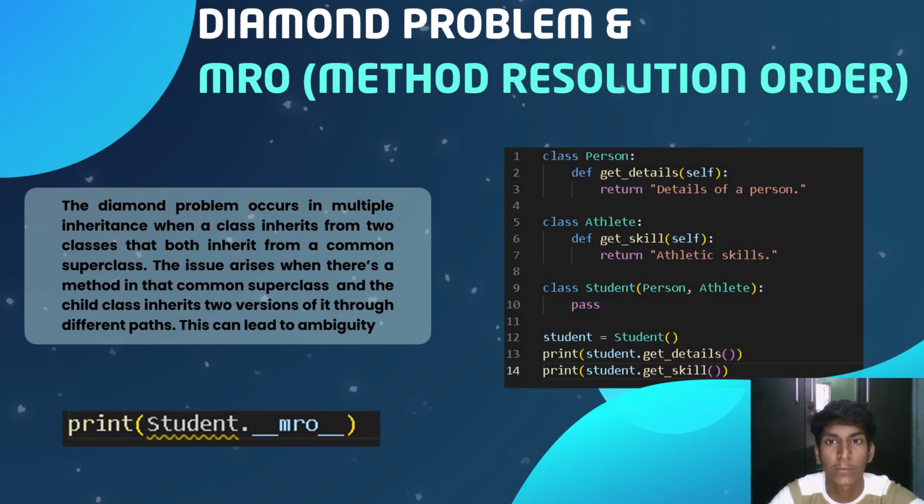So now let's have a look at the diamond problem and MRO, method resolution order. The diamond problem occurs in multiple inheritance when a class inherits from two classes that both inherit from a common superclass. The issue arises when there is a method in that common superclass and the child class inherits two versions of it through different paths. This leads to an ambiguity. To resolve this ambiguity, we have MRO, that is the method resolution order. All we have to do is print the name of our derived class student dot double underscore MRO double underscore. This will trigger the method resolution order and our diamond problem or the ambiguity will be resolved. Okay, so now let's move forward.